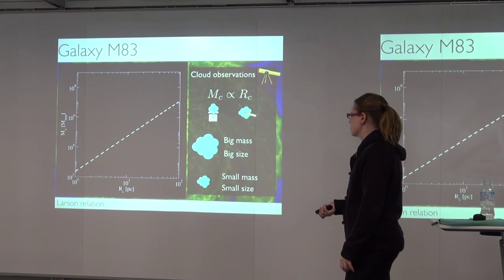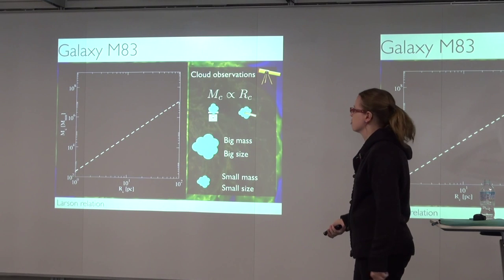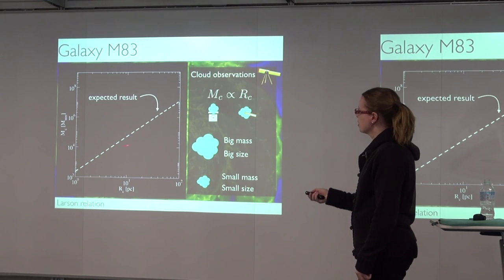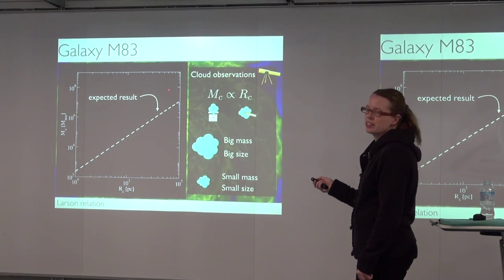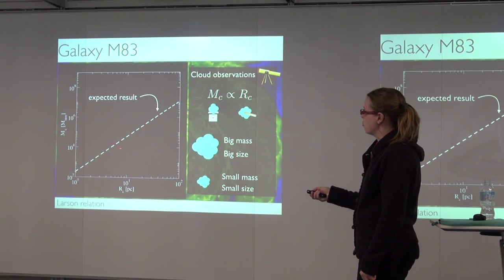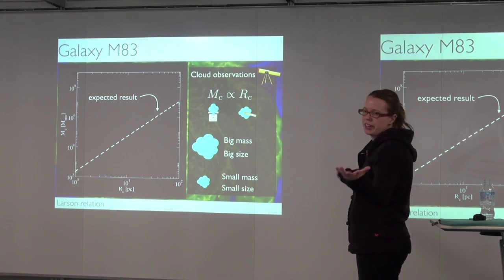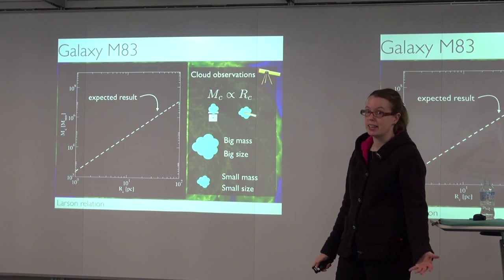And if you have small mass, well, you're probably going to have a small size too. So it's a logical relation. And we expect the result to look something like this white line. So every cloud should have a point somewhere around here. So let's find out if it does in our simulated galaxy.